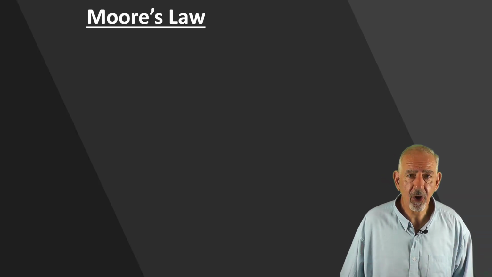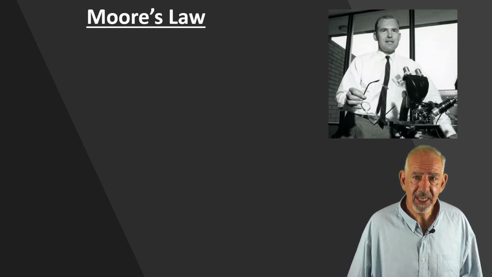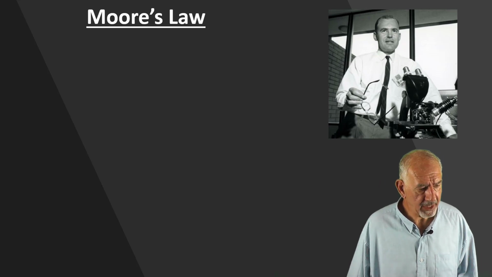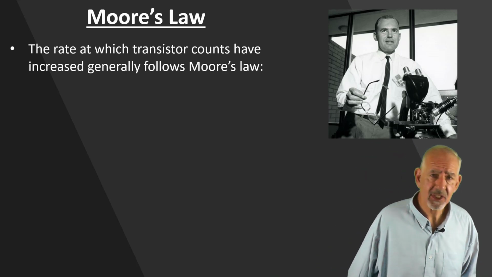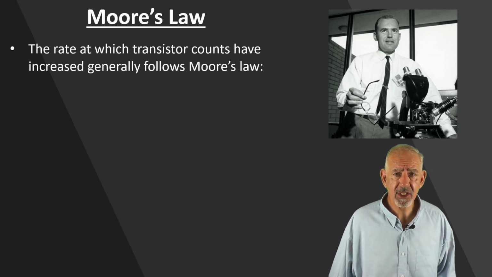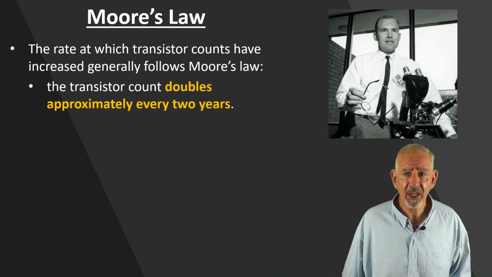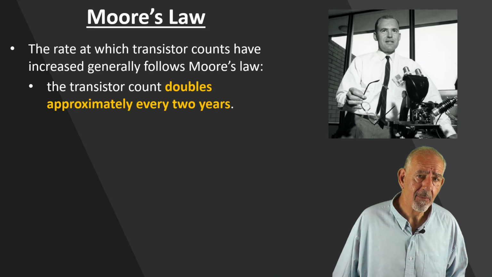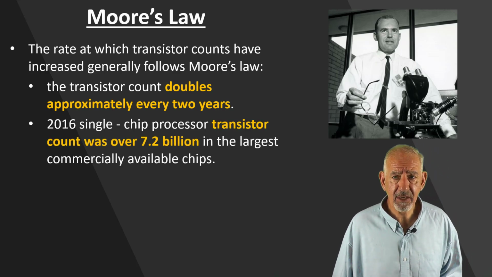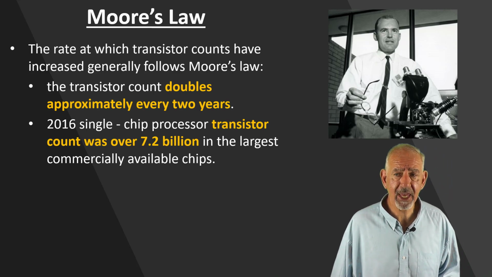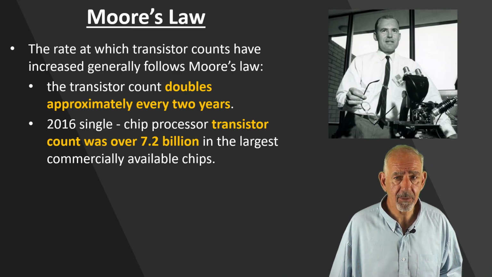We can always look back at Moore's law. Moore, who I think used to work for IBM, said that the rate at which transistor counts have increased over the last few years follows a particular pattern: the transistor count doubles approximately every 18 months to 2 years. So in 2016, a single chip processor's transistor count was 7.2 billion in the largest commercially available chips.